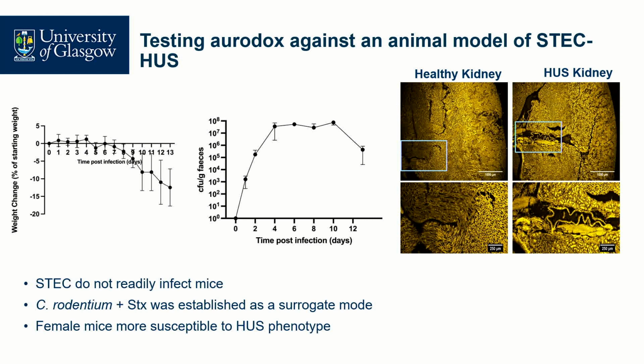And so you can see that the mice, after a few days, they start to lose weight, and they have to be culled at that point at 15% weight loss. And you can see really high colonization. And when we look at the histology, you can see clear signs of HUS that include epithelial migration into the tubules of the kidney. And so we had quite a nice model here, and we wanted to test whether Orodox could improve the condition of the mice in this model.